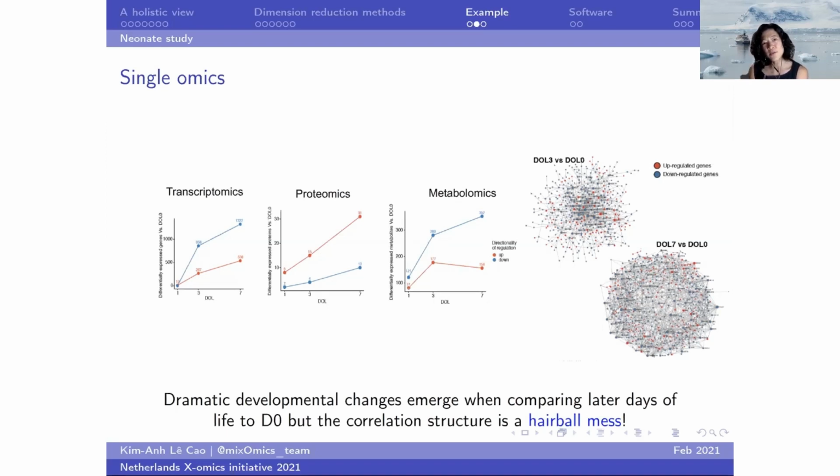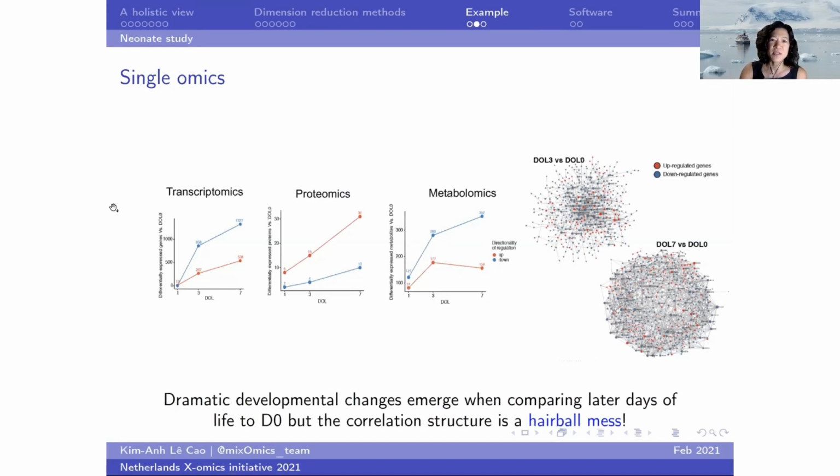And so one multi-step analysis is then to combine those results and look at the correlation between those transcripts, proteins, and metabolites that are differentially expressed. And what you can see is not much, actually, because you have all these hairballs that show that everything seems to be correlated, but you can't really work out why.